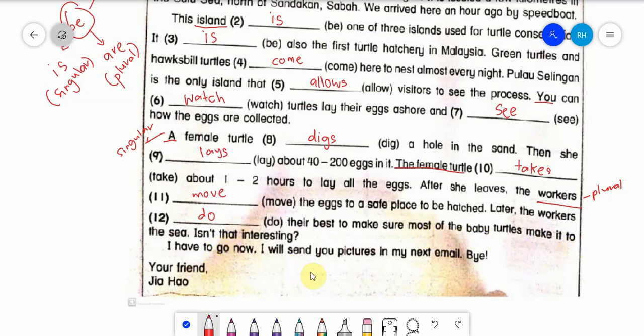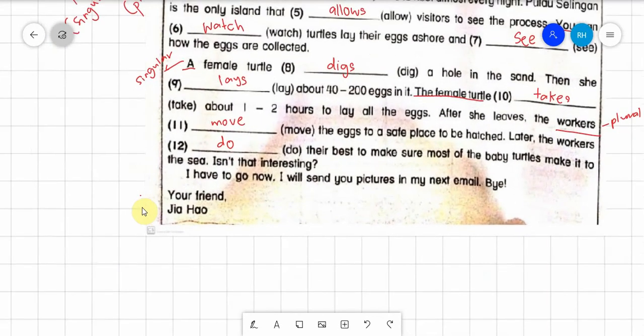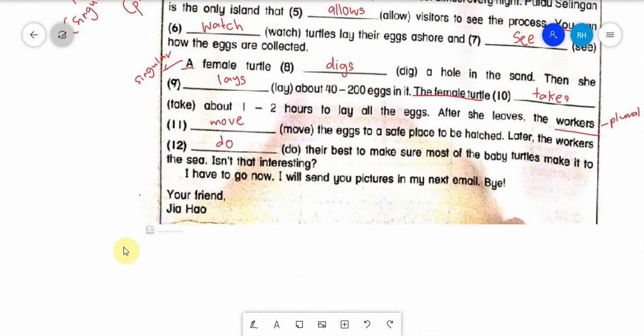I have to go now. I will send you pictures in my next email. Bye. Your friend Jia Hao. Alright, I hope everyone will get most correct for this exercise.